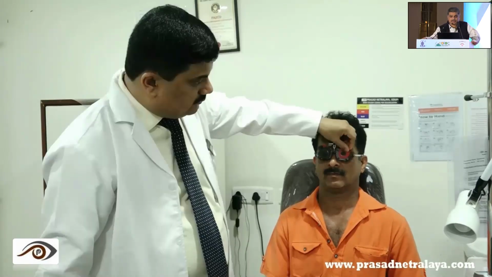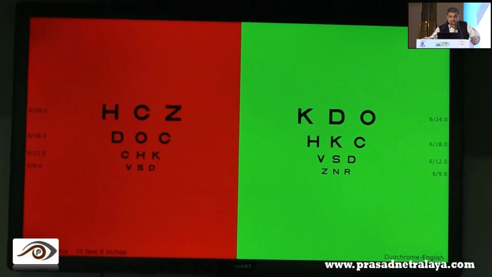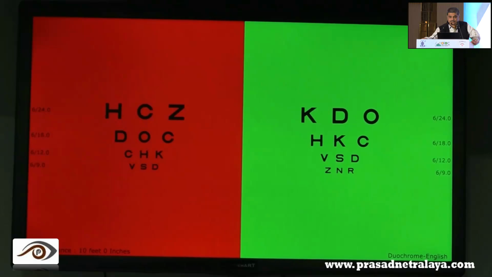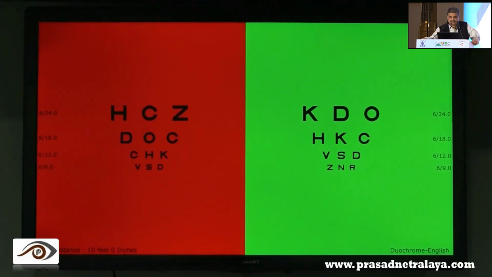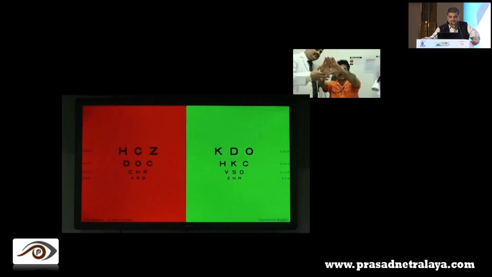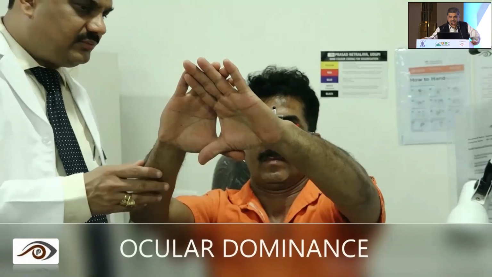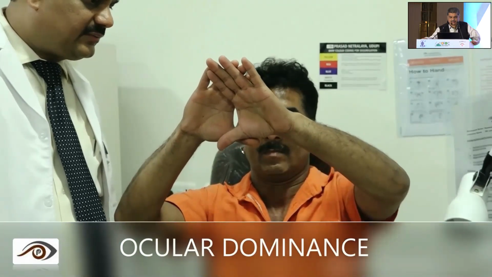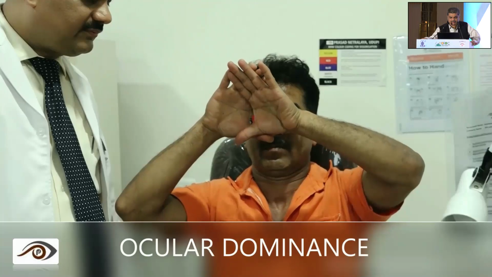Once it's done, next is the refraction. This is very important. Make sure that it is duochrome balanced. Once you have done the refraction, your job is to know the patient's dominant eye. Once it is duochrome balanced, open both the eyes. Then tell the patient to make a small hole or aperture with both hands and bring it near the eyes. When he does this, normally he brings it in front of his dominant eye. This is how you check for the dominant eye.